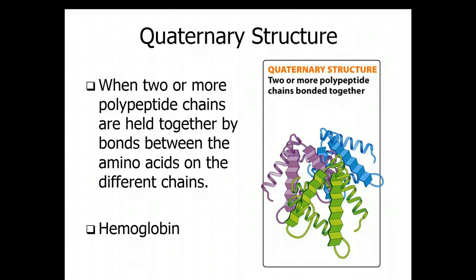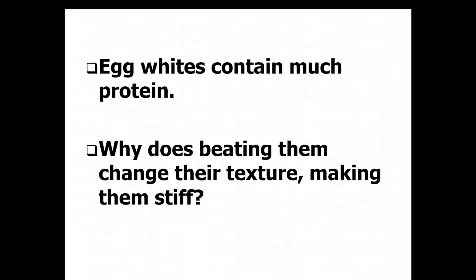Hemoglobin is a good example, where iron is held in the center, responsible for oxygen and CO2 transport depending on where it is. So the quaternary structure is two or more polypeptide chains bound together, forming this complex form of proteins that do various things.